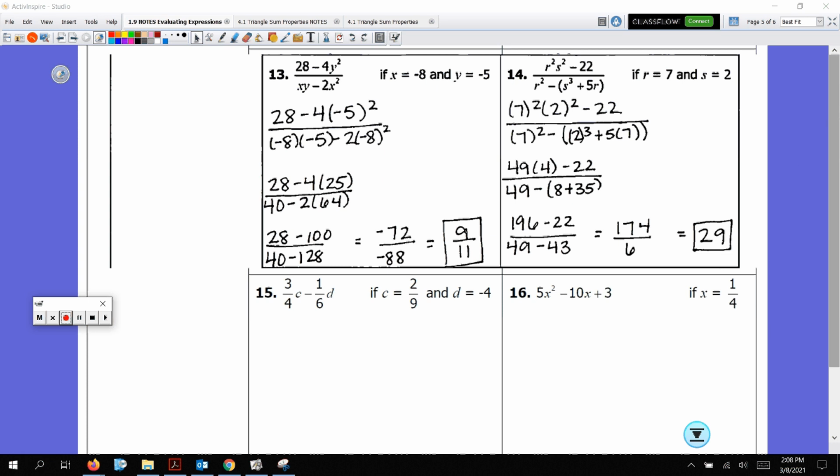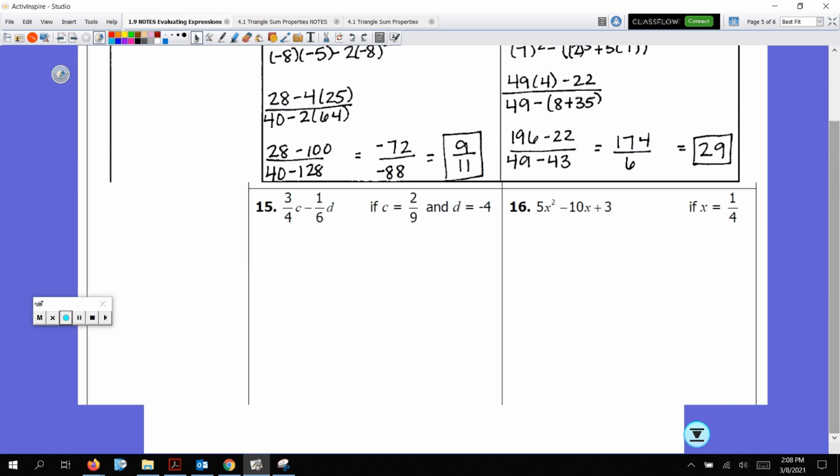All right, last but not least, funky fractions. But don't worry, multiplication's like the best, all right? First, let's substitute in our values. Now I have 3/4 times 2/9 minus 1/6 times -4. All right, multiplication on this side comes first. I can cross simplify here, okay? This saves some serious time.